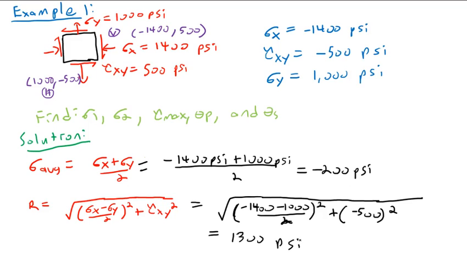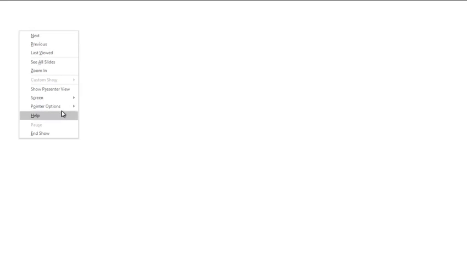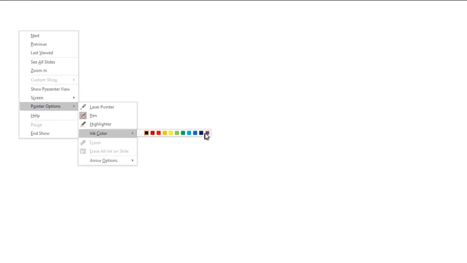Okay, so we now have everything we need to define the circle. We have a sigma average, which is the center of our circle. The center is going to be located at negative 200, 0, and the radius of the circle is now 1300. All right, so next let us find the principal stresses, sigma 1 and sigma 2. So I want to find principal stresses.